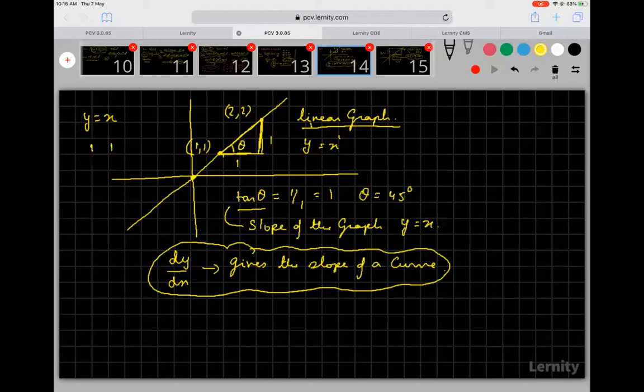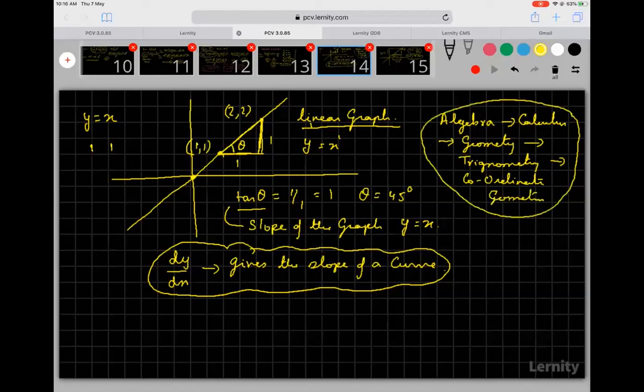What I am trying to tell you is that the algebra that you have is related to calculus, is related to geometry, is related to trigonometry, is related to coordinate geometry. You should learn these relationships.